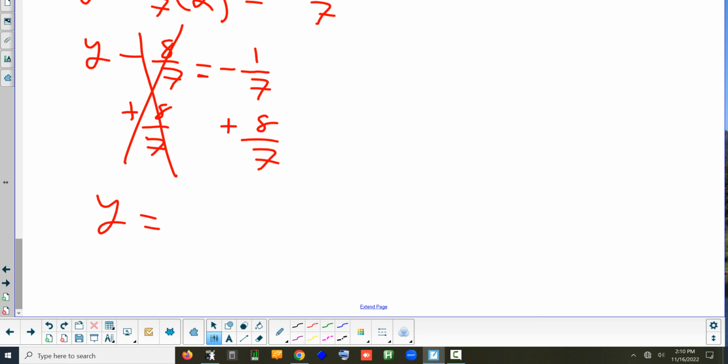Negative 1/7 plus 8/7. Well, common denominator is 7. What's negative 1 plus 8? 7. And what's 7 divided by 7? 1. So there's my y value.